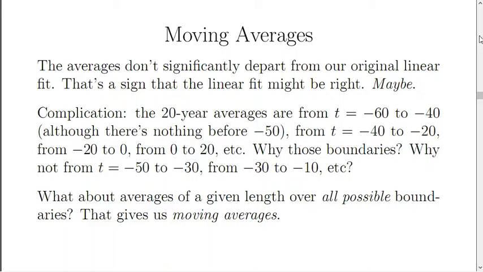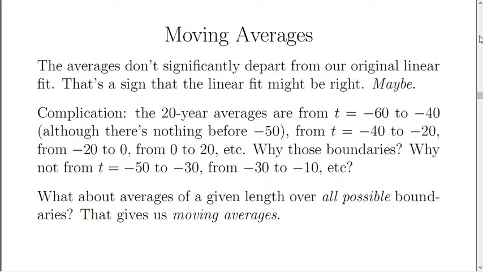There is, however, a complication to what we are doing with computing averages. When we divided time into slices, we just divided them at each multiple of 20 years. So the first one was from time -60 to -40, although there wasn't anything before -50. The next one was from -40 to -20, then from -20 to 0, then from 0 to 20, etc. Why those boundaries? Why couldn't we have used boundaries to divide it into slices from -50 to -30, and then from -30 to -10, etc.?